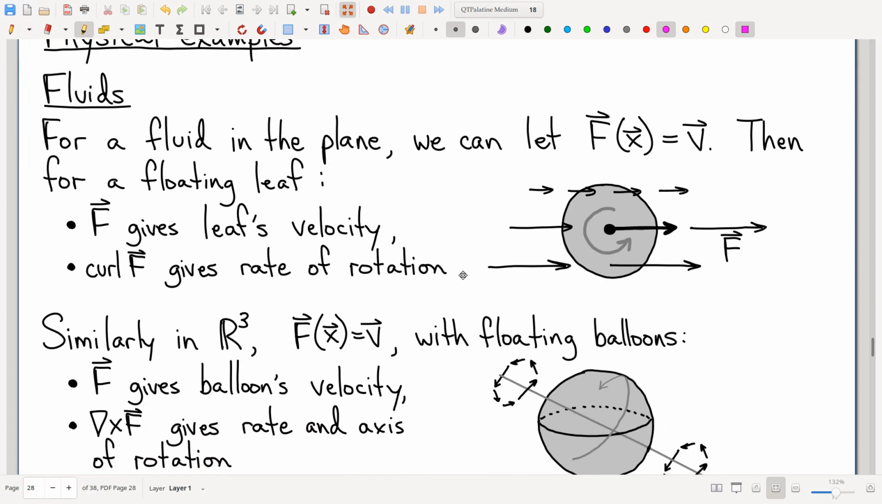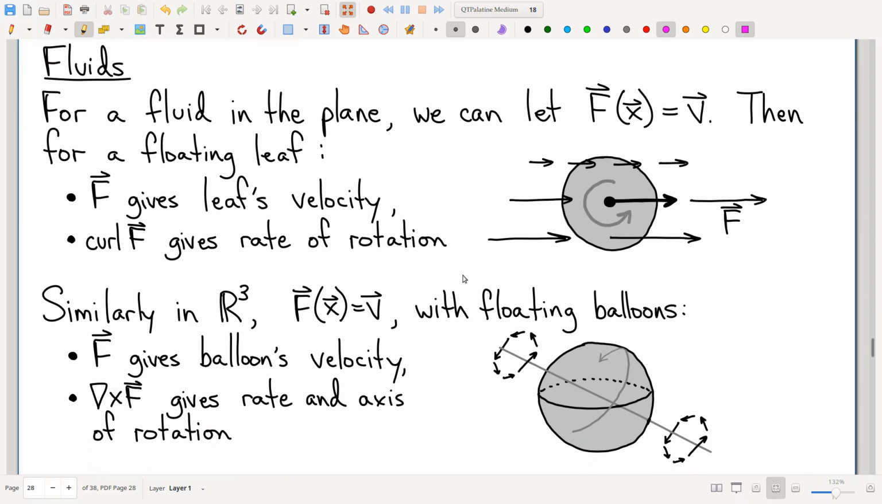Okay, let's see some physical examples. This first one I'm going to be a little quick with. We've already talked about this. I just haven't put it into context.